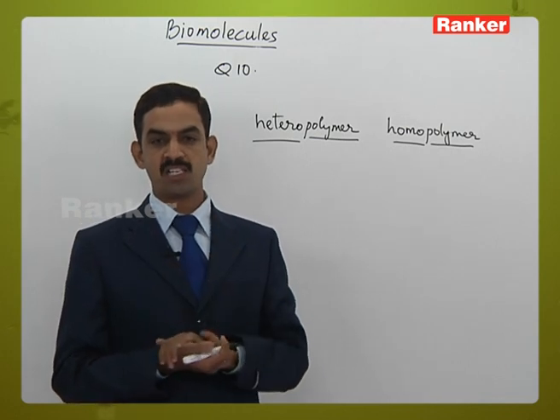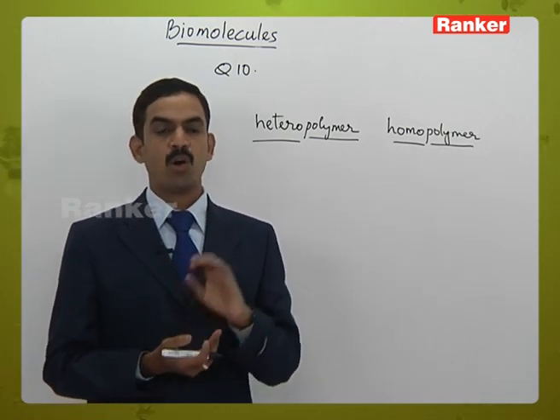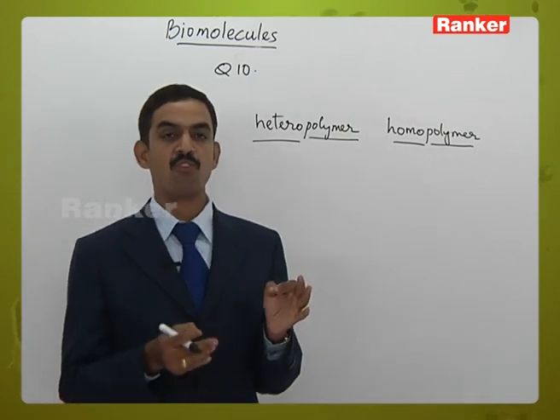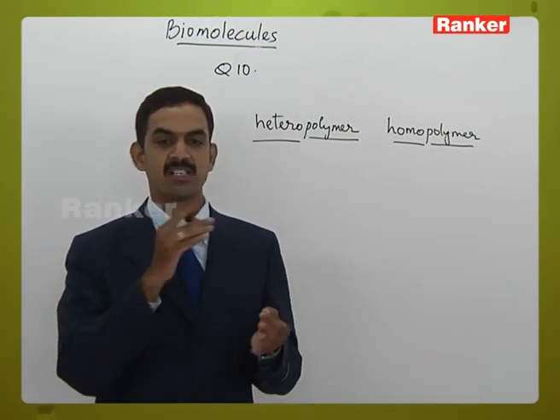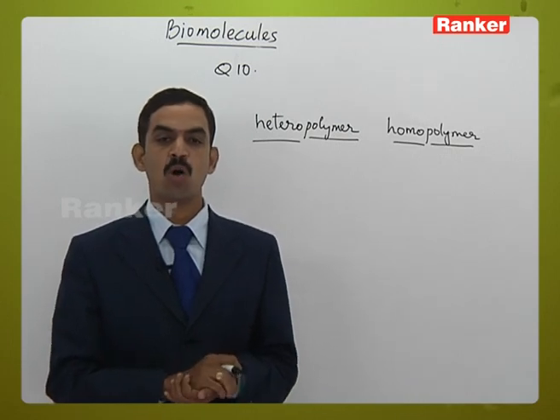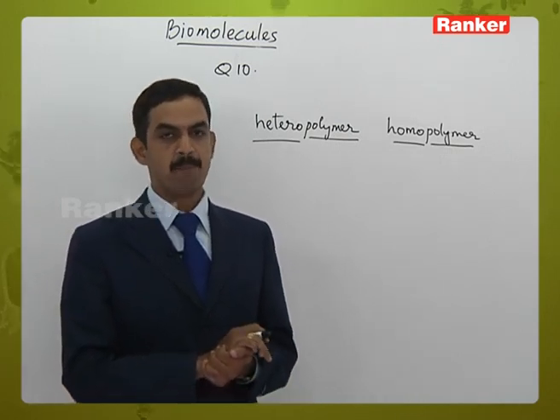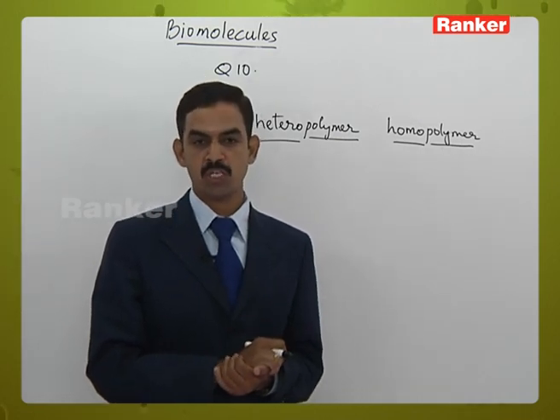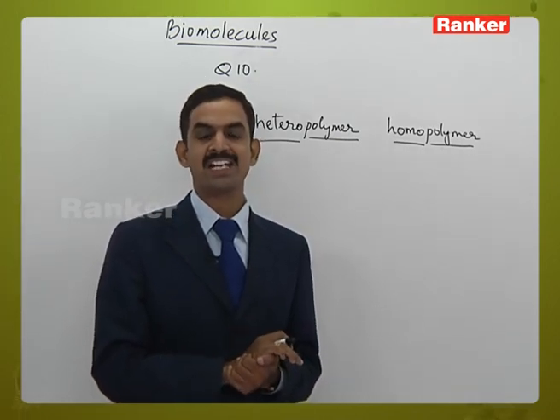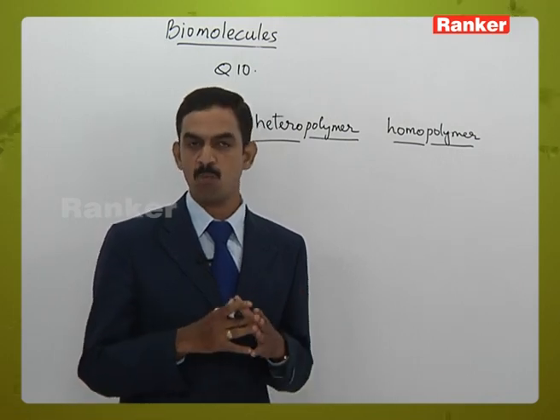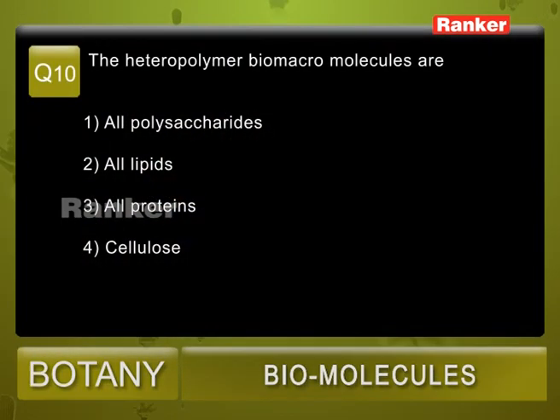If we take the options here, polysaccharides. Polysaccharides are giant molecules which are made up of many monosaccharides, and this is a homopolymer biomolecule. Then coming to the lipids. Lipids are also homopolymer molecules, whereas proteins are the heteropolymer biomacromolecules, and cellulose is a homopolymer. So here from the given options we can say that question number 10, the correct answer is 3.